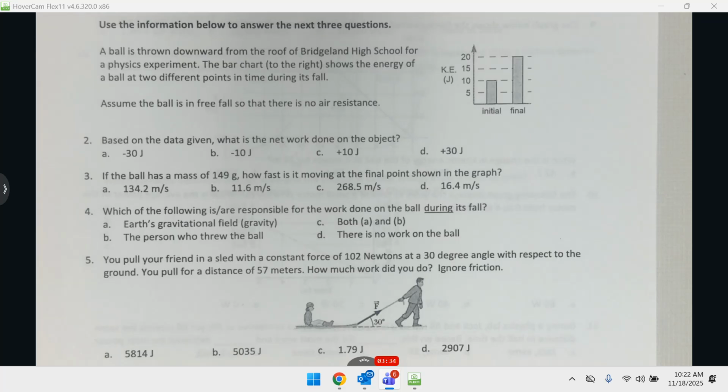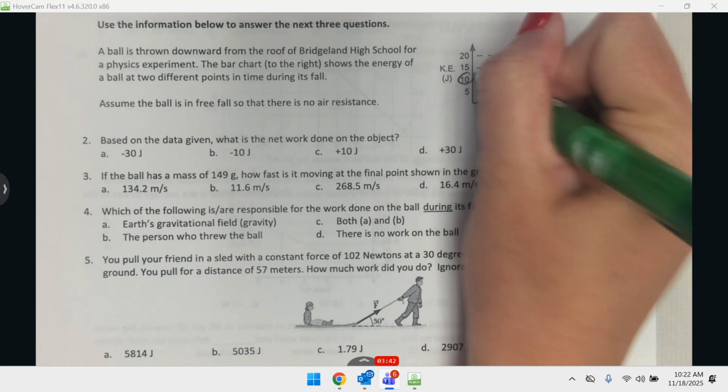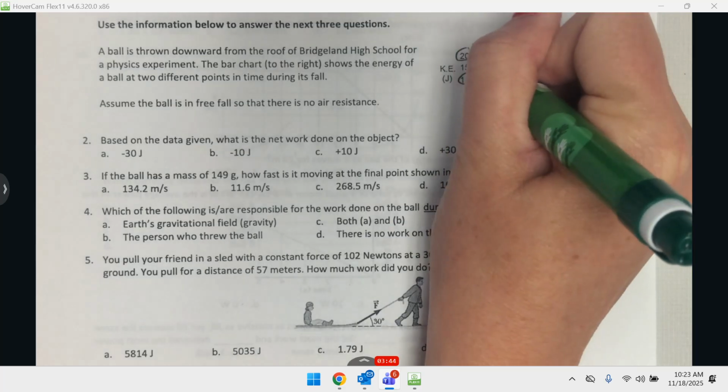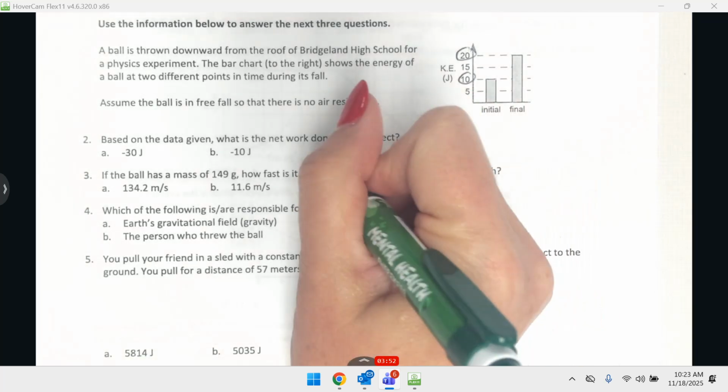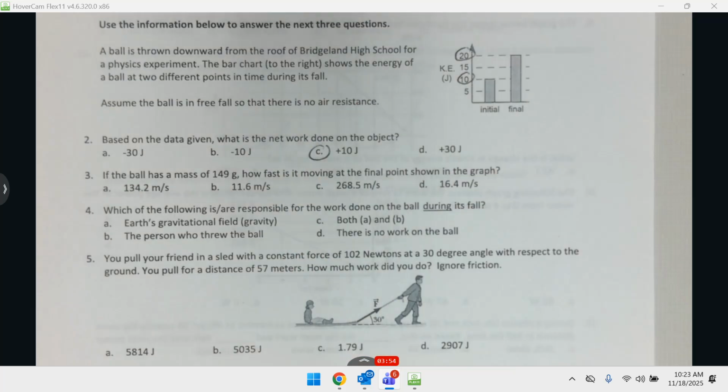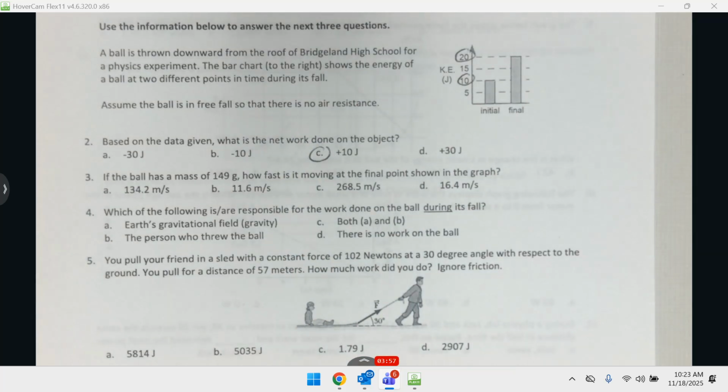And in my graph, I have more work at the end than I started with. Or sorry, more energy at the end than I started with. Okay, so it is a positive change. And all you have to do is read the values over here. You started with 10, you ended with 20. So my change, again, final minus initial is how you calculate that. 20 minus 10 is 10. It's positive 10. And so the answer you should have for number 2 is C. And again, most of you got that.